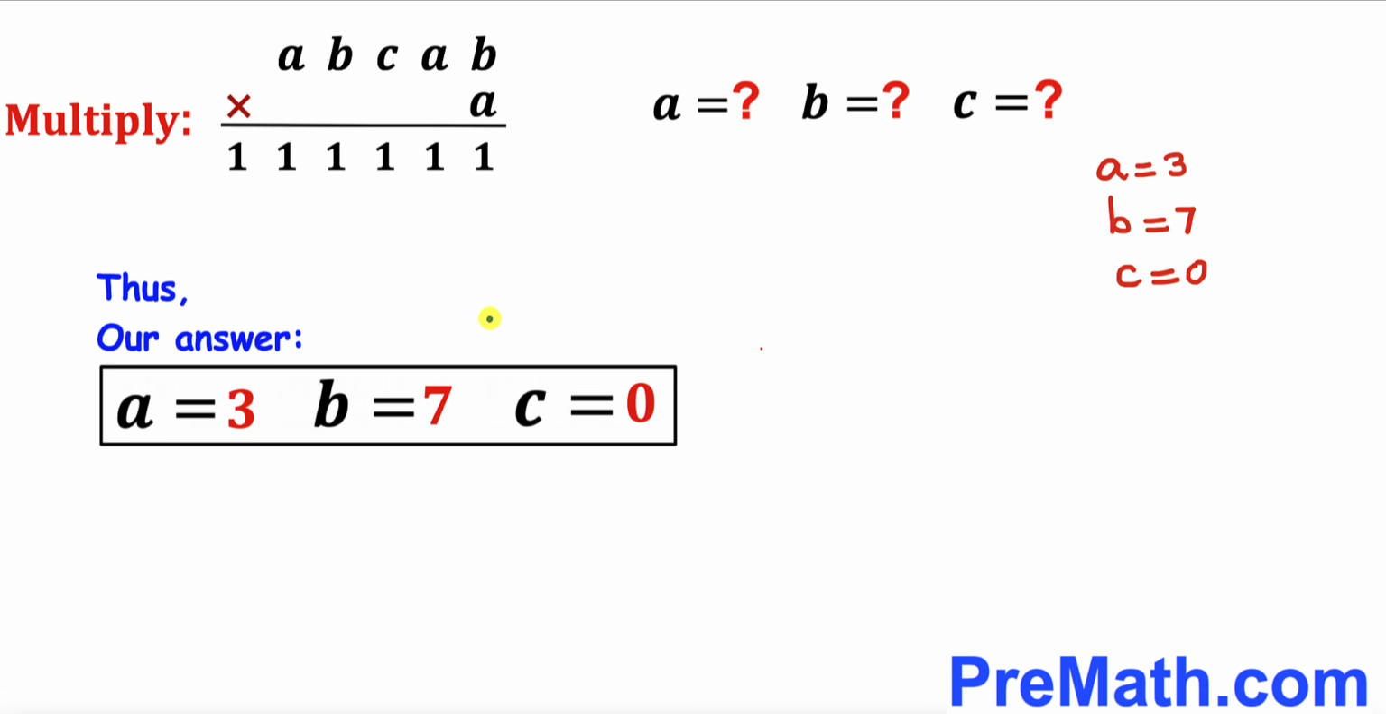After all the calculations and manipulations, our A value turns out to be 3, B value is 7, and C value is 0. And that's our final answer.